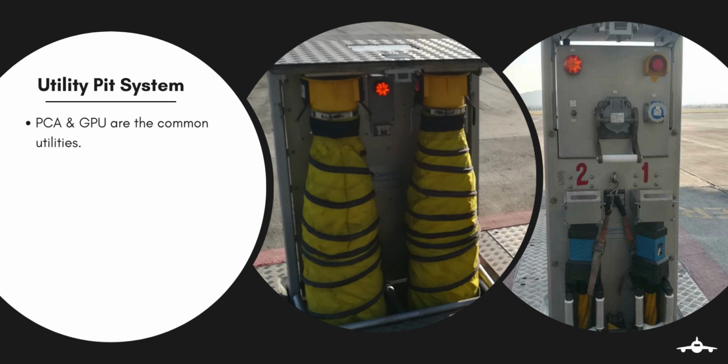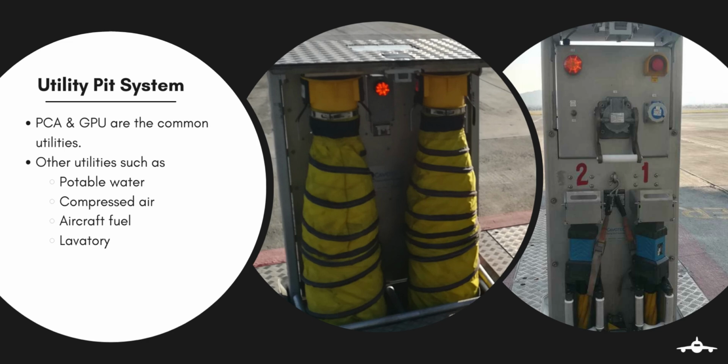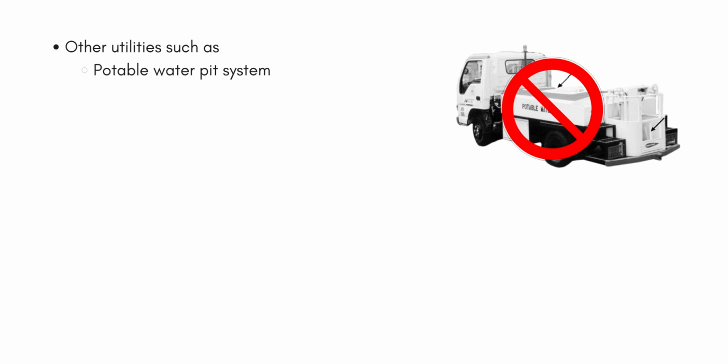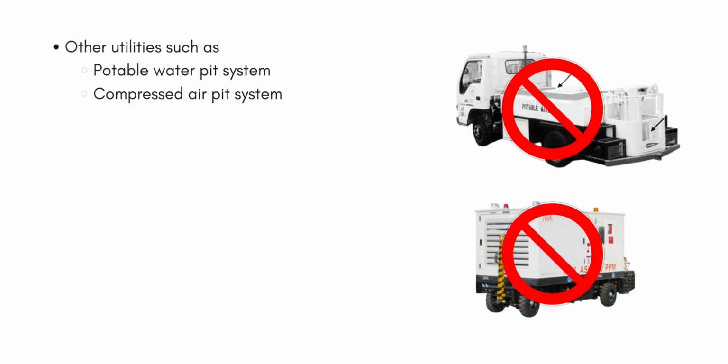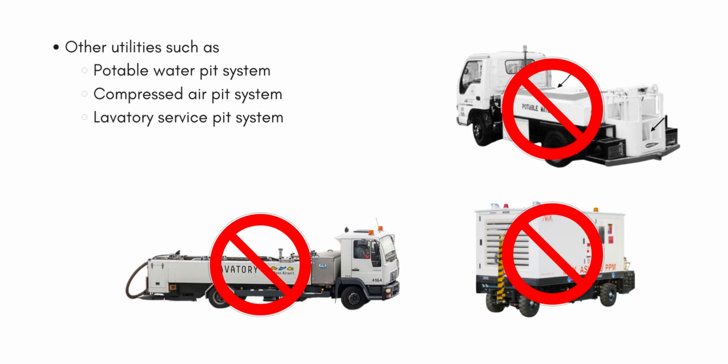PCA and GPUs are the common utilities for which pit systems are used. However, pit systems are also used for many other utilities, such as potable water, compressed air, aircraft fuel, and sewage. A potable water pit system eliminates the need for a potable water truck. The compressed air pit system eliminates the need for an air starter unit, and the sewage pit system eliminates the need for a lavatory drainage truck. All of these systems and equipment are discussed in further lectures.